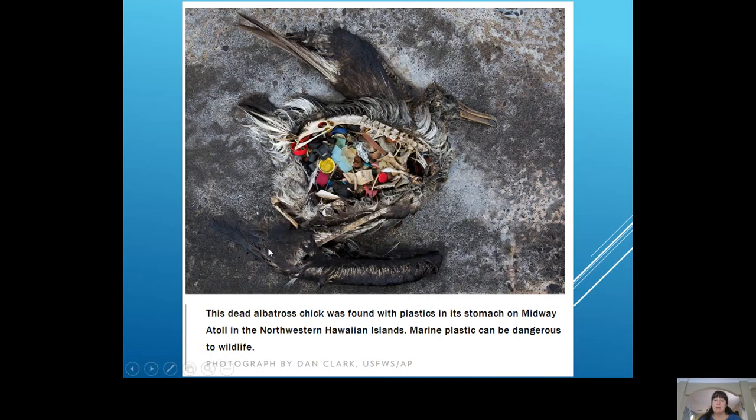Why do we not like this? It's because our sea life, our wildlife, our birds are eating the plastic thinking it's food. Because it's plastic, it has no nutrient value and they starve to death. And this is just a dead albatross that was found with all of those plastics in its stomach. So, extremely detrimental to our ecosystem because it kills off our wildlife.